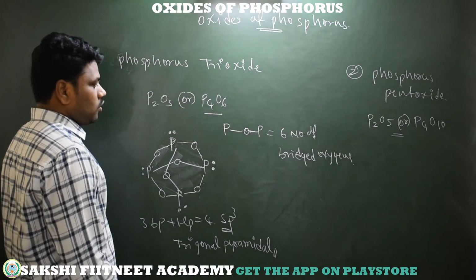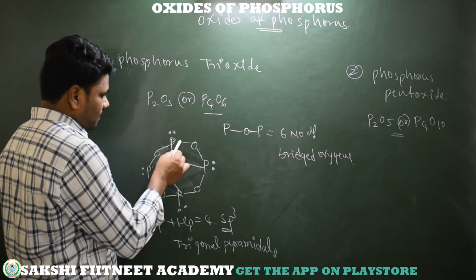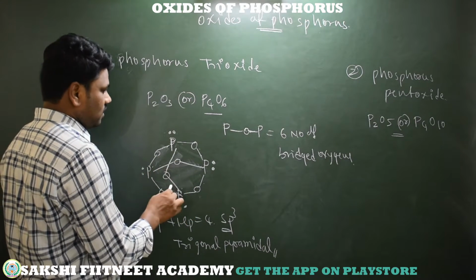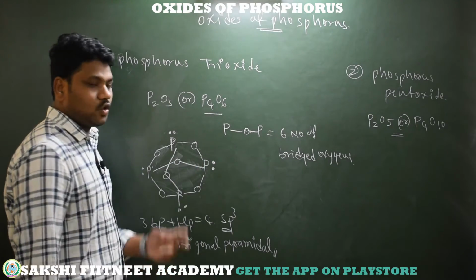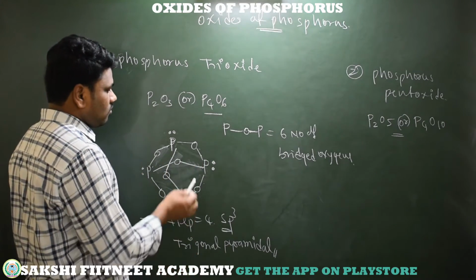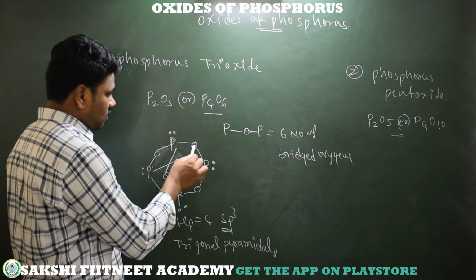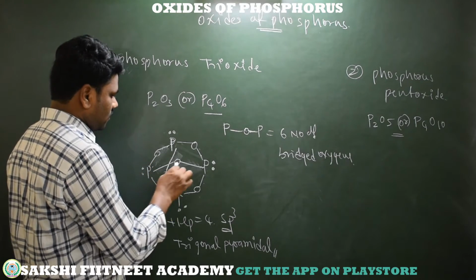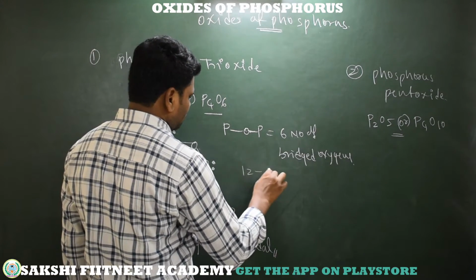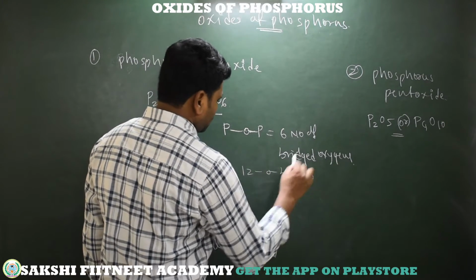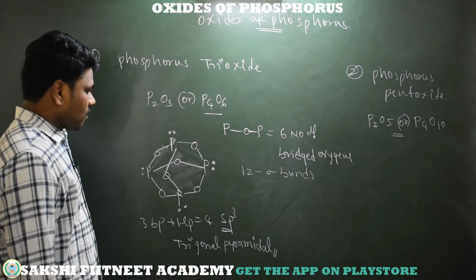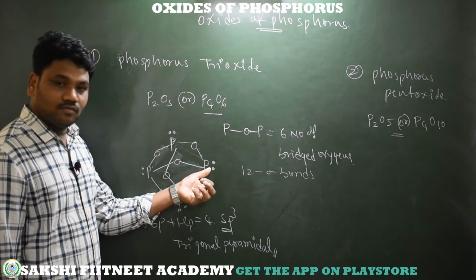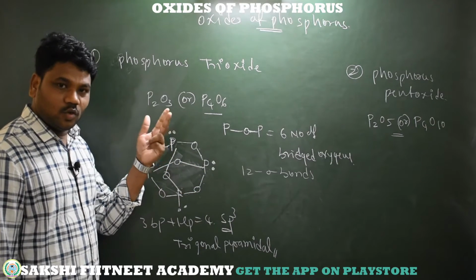Now coming to the total number of sigma bonds. See here, 1 2 3 4 5 6 7 8 9 10 11 12. Each oxygen gives 2 sigma bonds towards 2 phosphorus atoms. So in total we have 12 sigma bonds. Coming to lone pairs. See here, each phosphorus gives 1 lone pair, that is 4, plus each oxygen shows 2 lone pairs, 2 bond pairs.